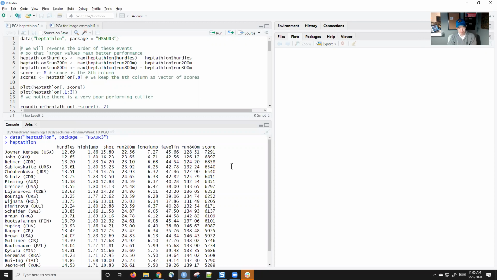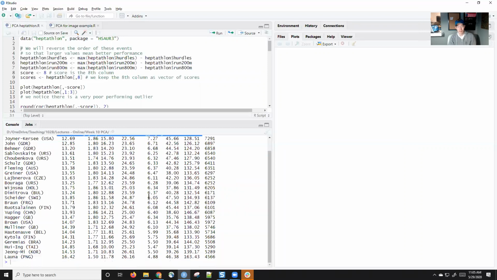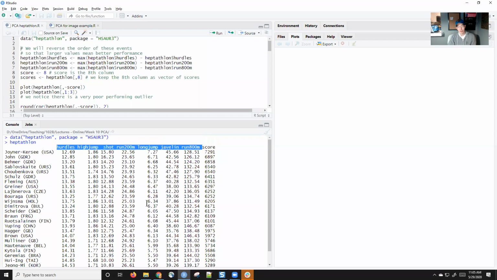And so what we want to do is we're going to do principal components analysis, and we're going to take the 7 columns, and we are going to try to see if we can reduce the 7 columns down to 1 column, 1 principal component. And we'll just see how that 1 principal component compares to the original score here. Okay.